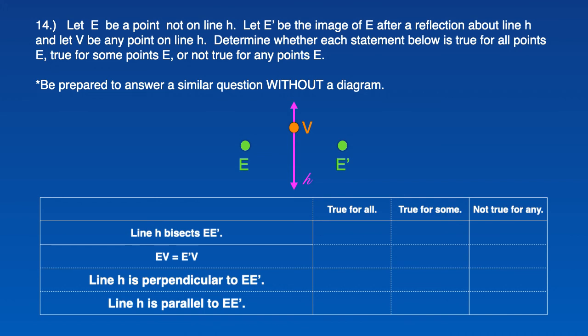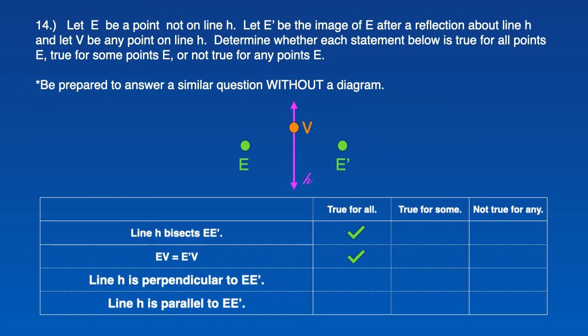Now let's look at the different answer choices to see which ones are correct and which ones are wrong. Our first answer choice says line H bisects EE prime. That means that line H is going through the middle of the distance from E to E prime. And that is true for all, because if we were to draw a line from E to E prime, line H is going through the middle of it. For our next answer choice, EV, the distance from E to V, is going to equal the distance from E prime to V. That is also true for all.